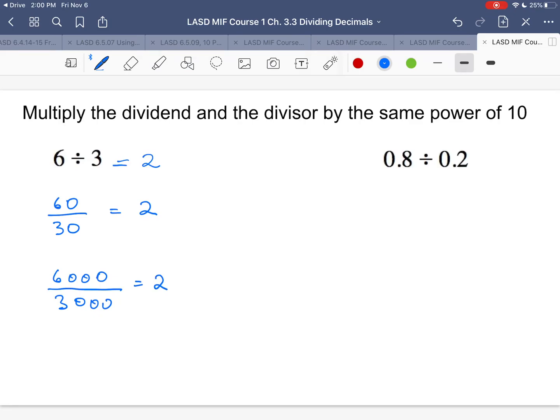And we can use this to divide decimals. So 0.8 divided by 0.2. If we multiply both of these by 10, we get 8 divided by 2, which is a very straightforward problem. 8 divided by 2 is 4. So that's the usefulness of multiplying the dividend and the divisor by the same power of 10.